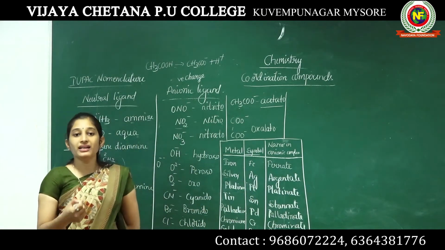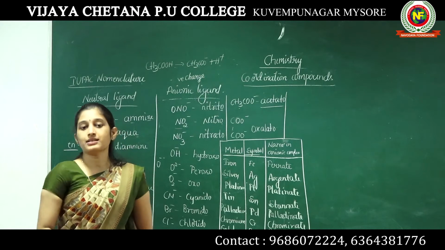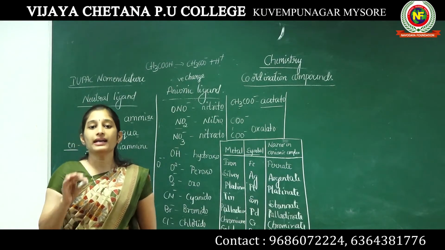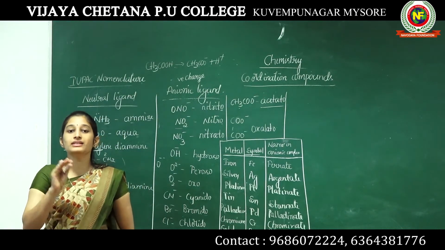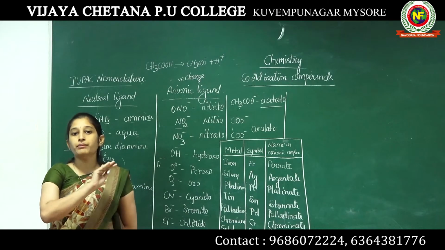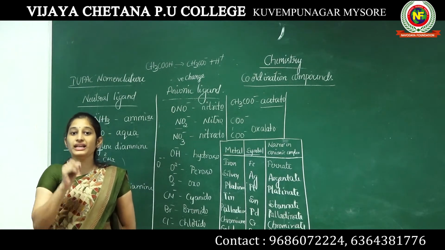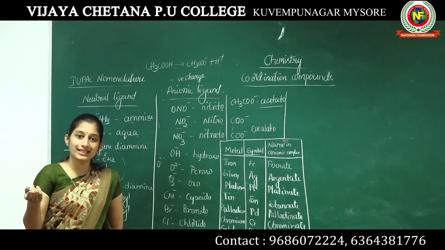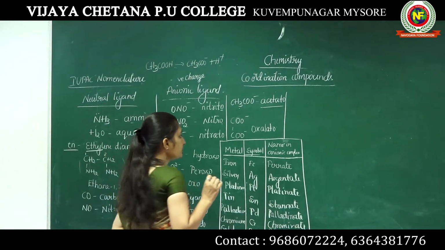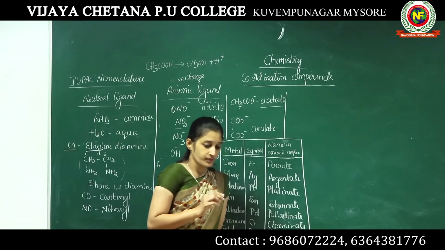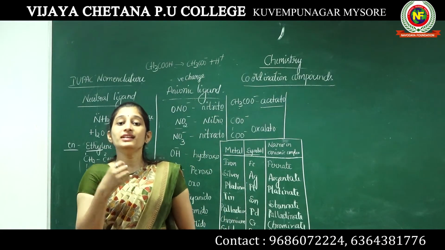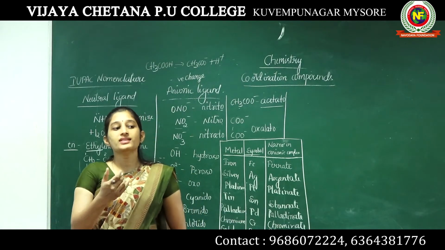In all the remaining cases, name as it is. For example, cationic complex, neutral complex, iron is iron, silver is silver, silver doesn't change to argentate. But in anionic complex, silver becomes argentate. Don't get confused. And next one, in order to understand coordination compound naming, first certain rules are there.